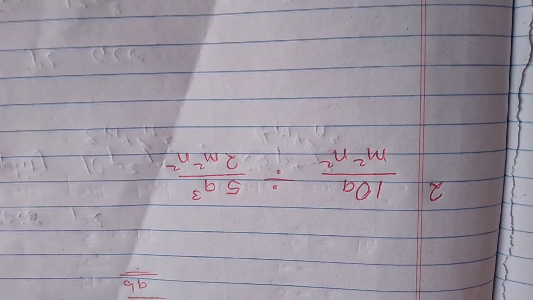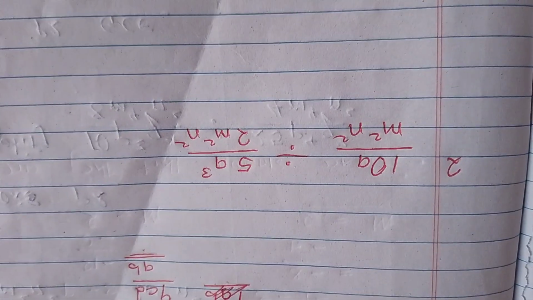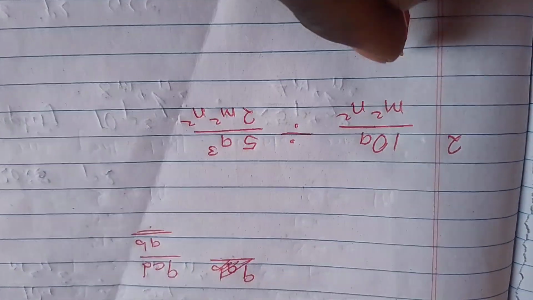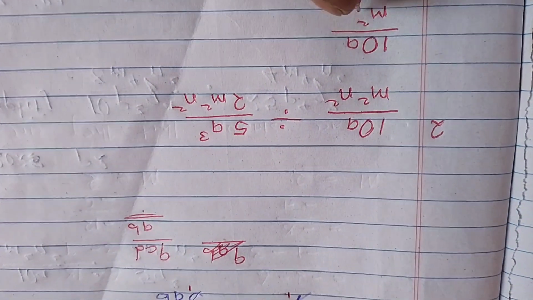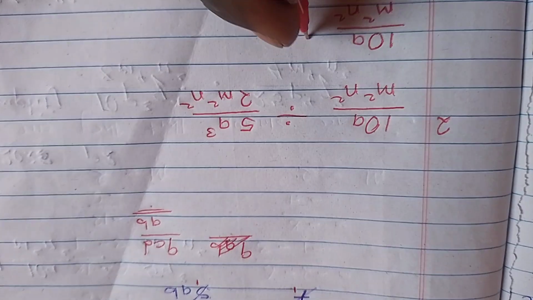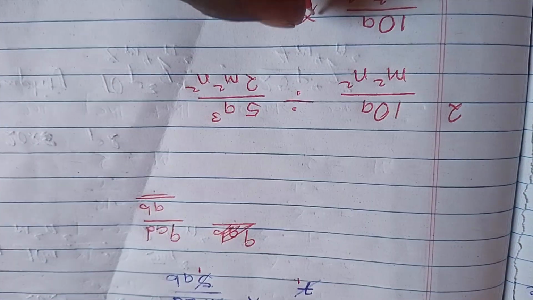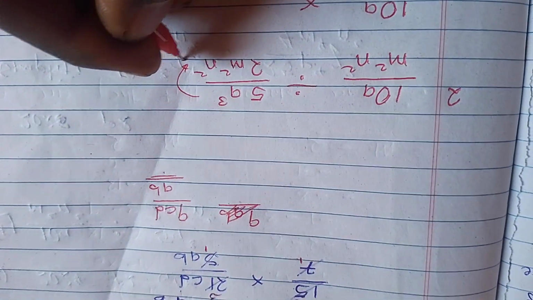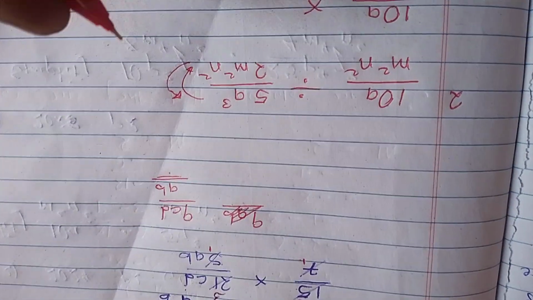Okay, now we'll go to question 2, which is still 2024 GCE. So to simplify this one, as we earlier explained, we change the division sign to multiplication. So we are going to have 10a like that, then over m squared n squared. Then to change the division, as we explained earlier, once you change from division to multiplication, the last fraction interchanges: the bottom goes on top, then the top goes to the bottom like that. So in mathematics we call it interchange.